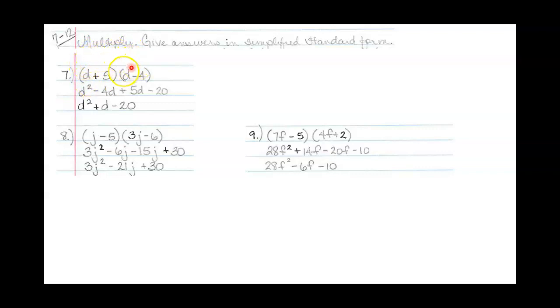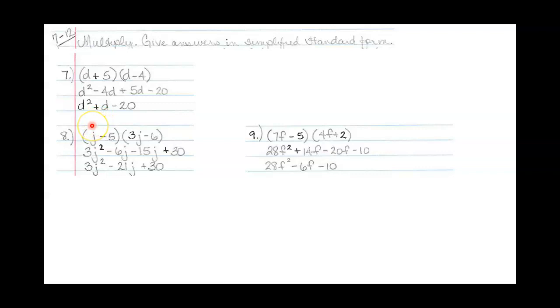Outer, d times negative 4 is negative 4d. Inner, 5 times d is 5d. And last, 5 times negative 4 is negative 20. Frequently, our inner and outer terms will combine, and so you'll notice here they are like terms. So a negative 4 and a positive 5 would give me a positive 1d. All right, look at number 8.